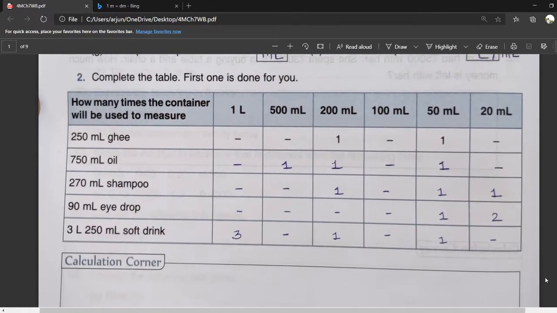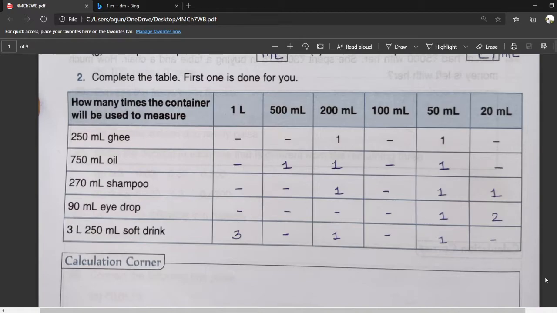Now, the next is complete the table. The first one is done for you. So, here what we have to do, let's see. In the first column, how many times the container will be used to measure, and the others are 1 liter, 500 ml, 200 ml, 100 ml, 50 ml and 20 ml.